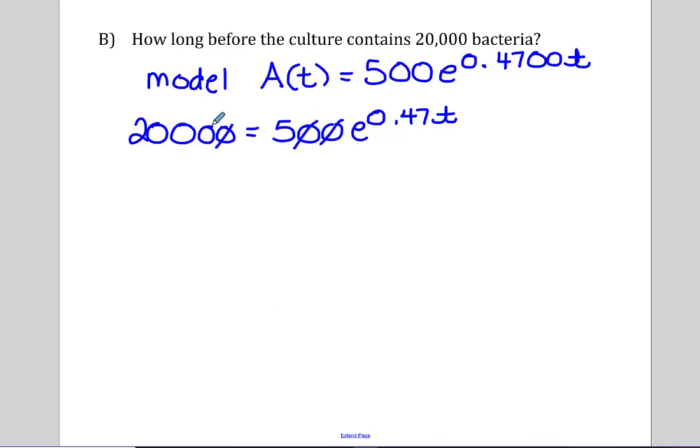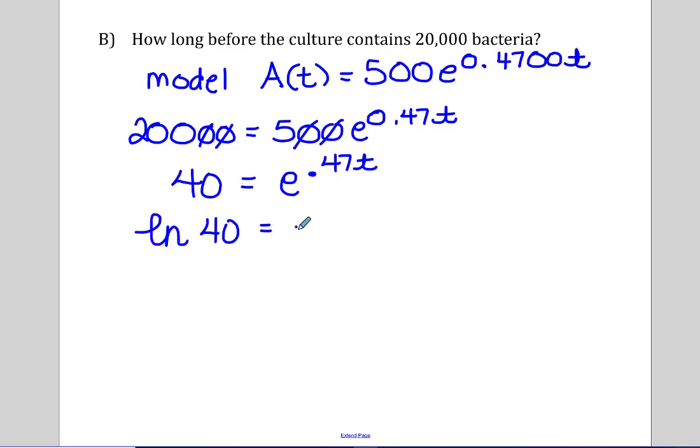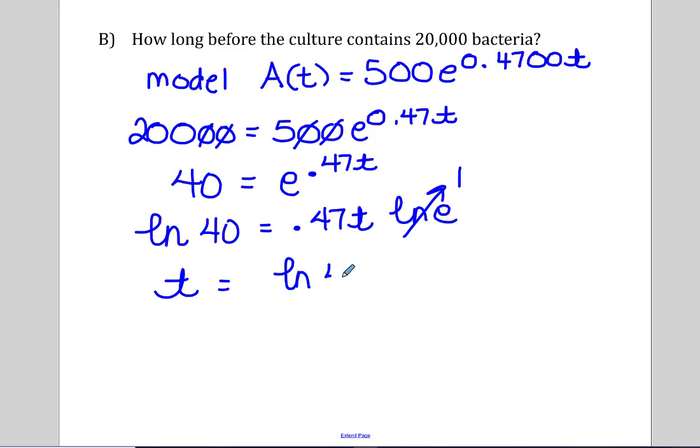So we're going to divide by 500. That's going to leave 40, e to the 0.47 t. So take the natural log of 40 and the natural log of e to the 0.47 t. Natural log of e is 1. So the time would be natural log of 40 divided by 0.47.